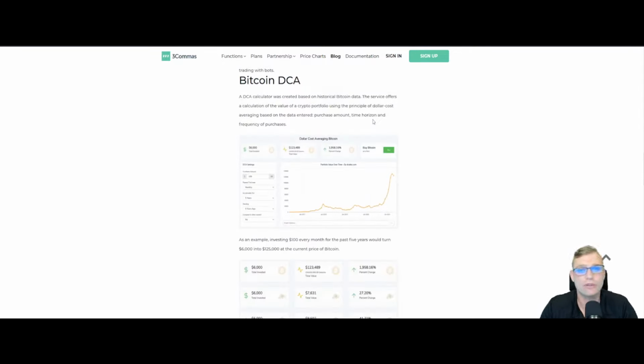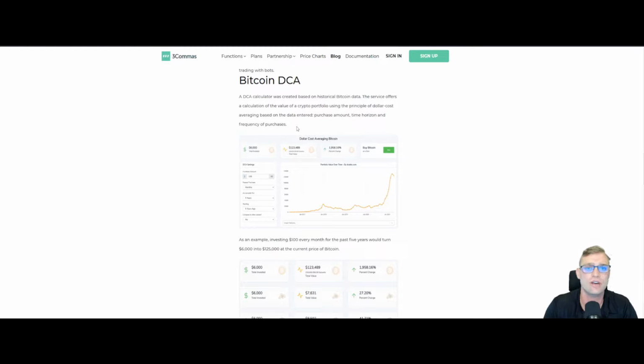Let's take Bitcoin for an example, guys. A DCA calculator was created based on historical Bitcoin data. The service offers a calculation of the value of the crypto portfolio using the principle of dollar cost averaging, and this is based on the data entered: purchase amount, time horizon, and frequency of purchases.